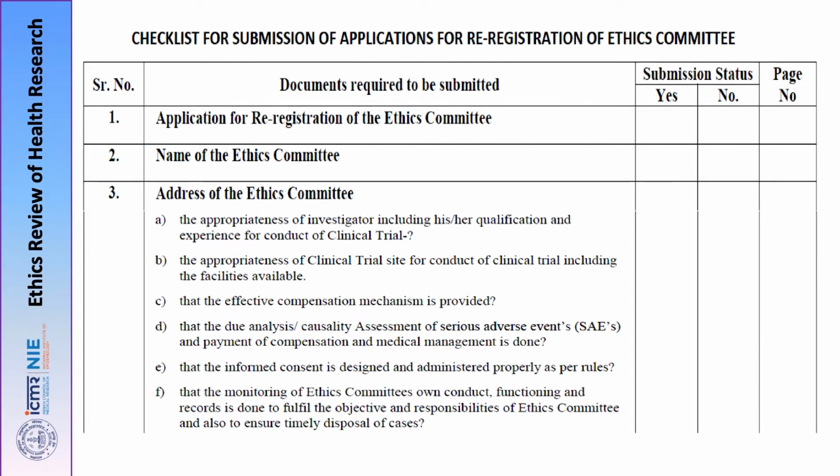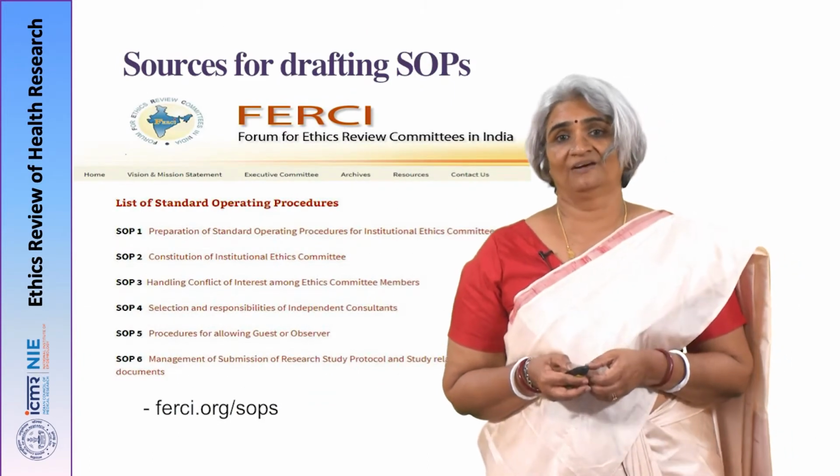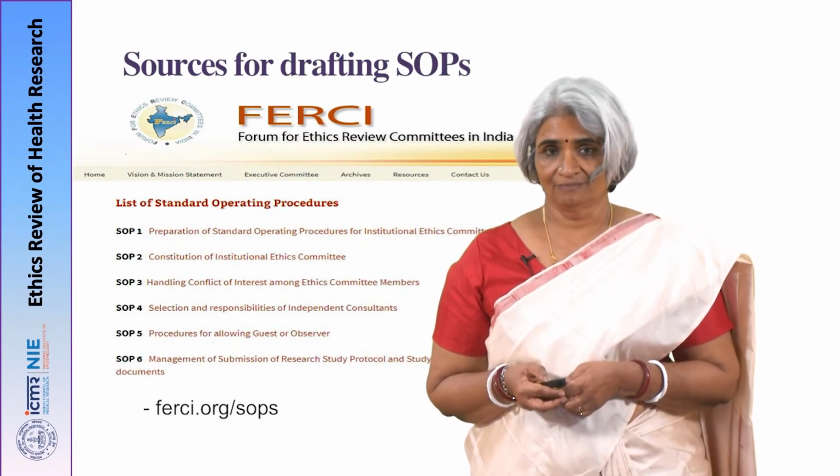And there are quite a few issues. It is about a 2-page document which represents a checklist, which can also be used for drafting standard operating procedures, or should be used while drafting standard operating procedures for ethics committees. What are the sources for drafting these standard operating procedures?